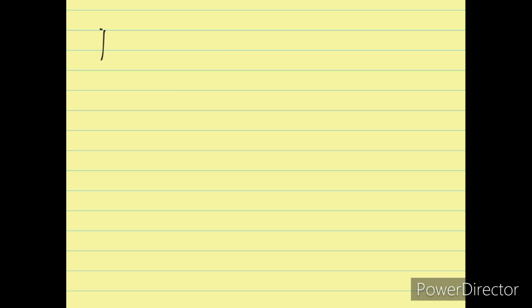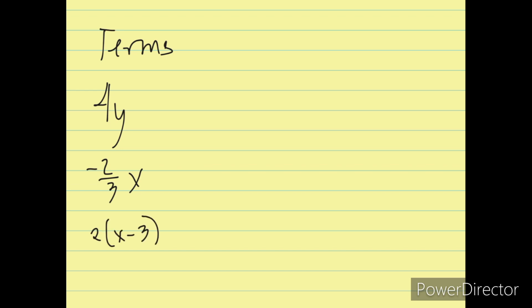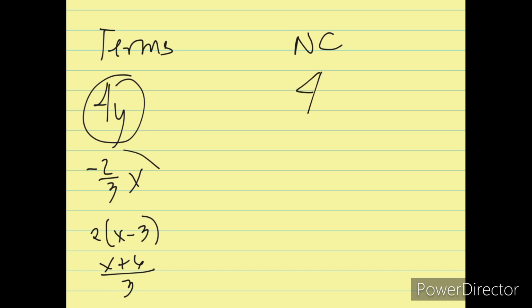Next, if we have the terms 4y, negative 2/3 x, 2 times x minus 3, then x plus 6 over 3, we are going to identify the numerical coefficient. In our first term, we have 4y, so the numerical coefficient is 4. How about here? The numerical coefficient is negative 2/3. Here, the numerical coefficient is 2.